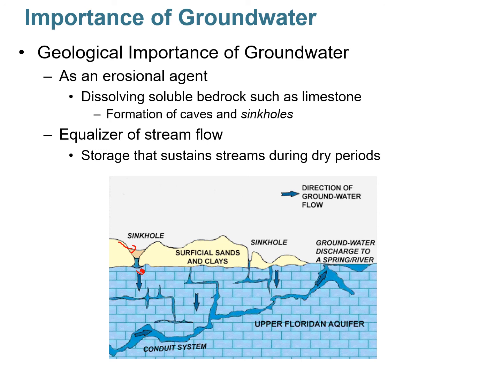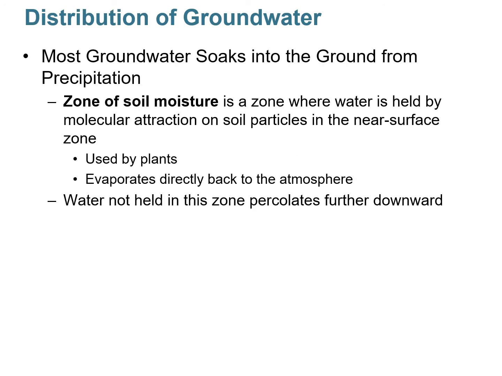In addition to that, groundwater contributes some water to river systems, especially in dry times. It helps contribute water to rivers so they continue flowing in drier periods. So they tend to equalize stream flow. So most groundwater soaks in and becomes part of the groundwater reservoir through precipitation.